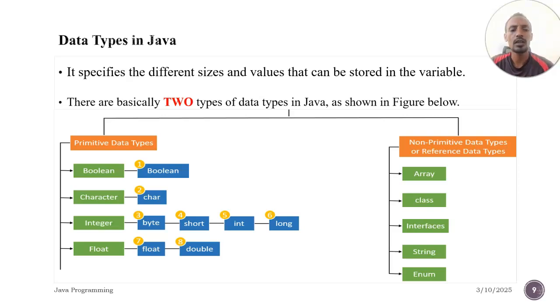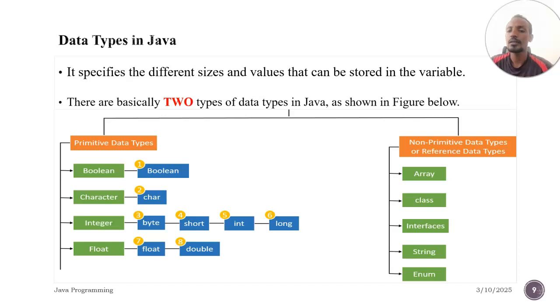The first one is Boolean. The second one is character. The third one is integer. In integer there are 4 parts: byte, short, int, and long. And the last ones are float and double. So these are the primitive data types in Java.